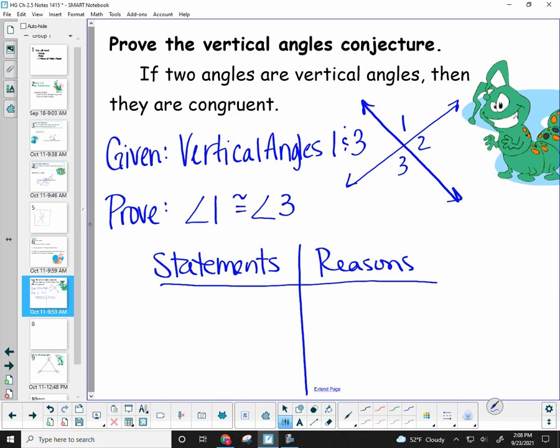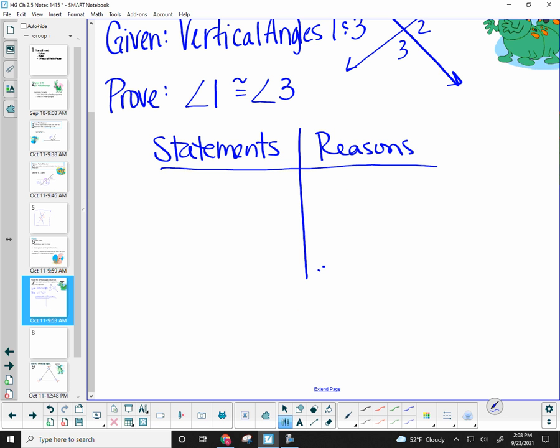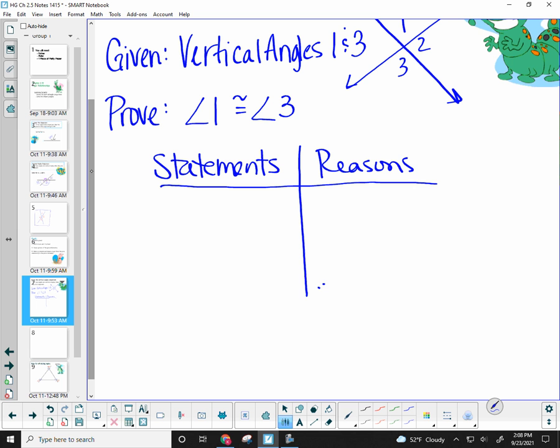Anytime we start a proof, we always start with what's given to us. Okay, so what's given to us are vertical angles 1 and 3. So I literally just have to rewrite that. And the reason I can say that is because that was the given information. That's what was given to me to start with.